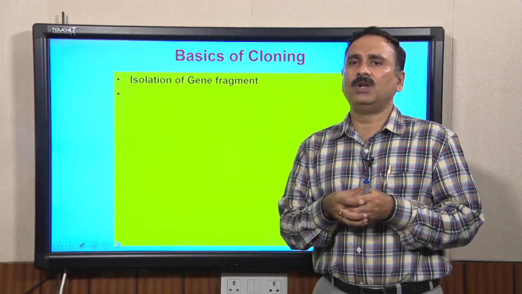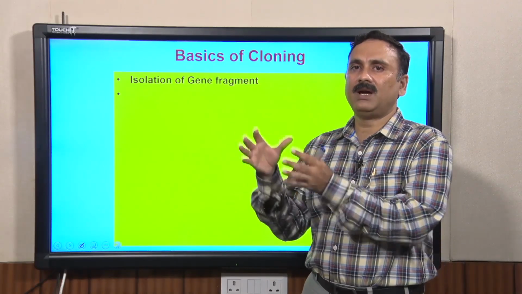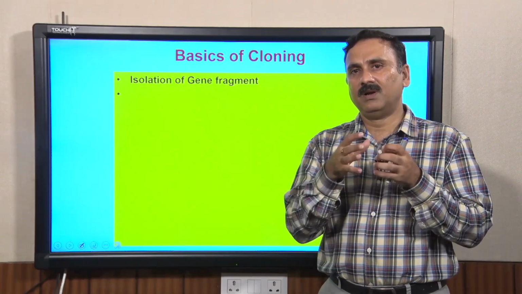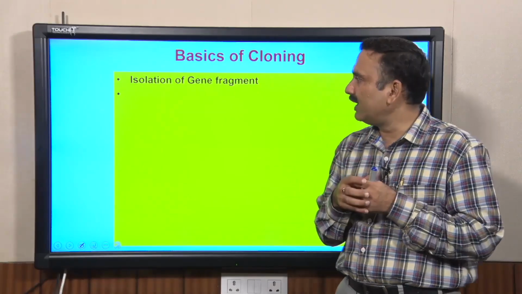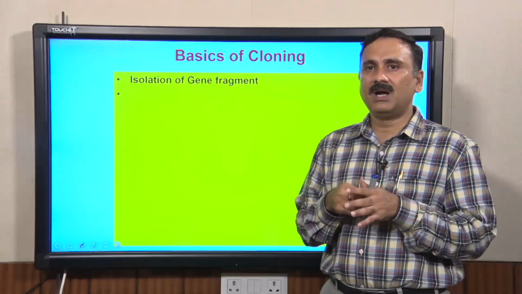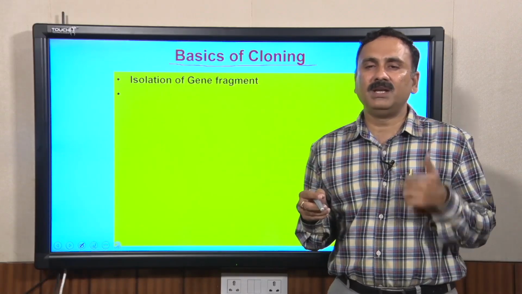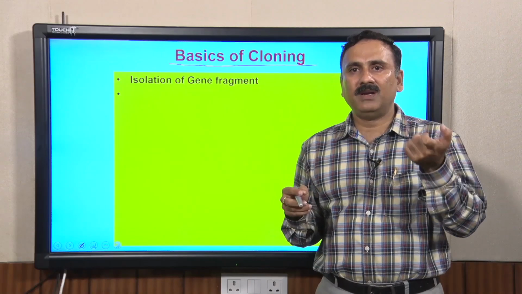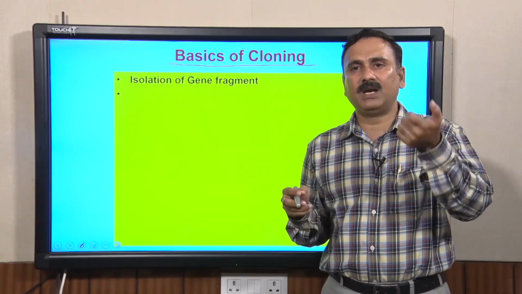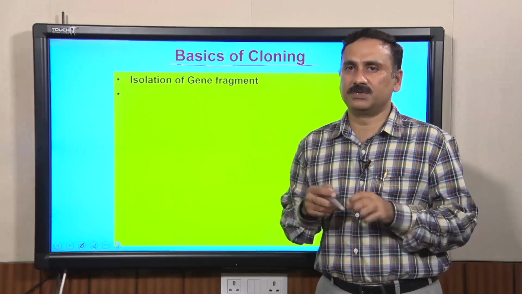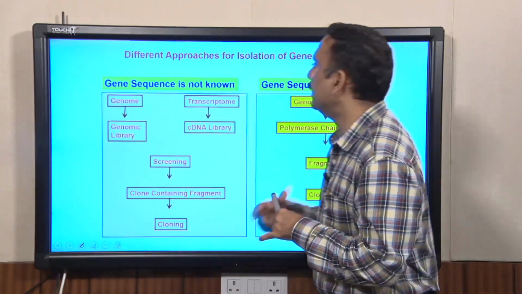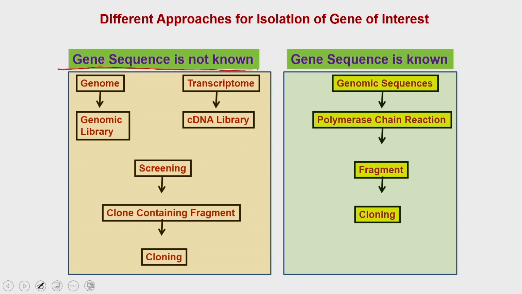And then once you know about the host, we moved on and tried to give you an idea about the different techniques, how you can isolate a gene fragment, under the next module, which is called the basics of cloning. Because if you want to generate a recombinant DNA, you have to get your gene of interest from different sources. So, we discussed three conditions: the condition when the gene sequence is not known, or the condition when the gene sequence is known.